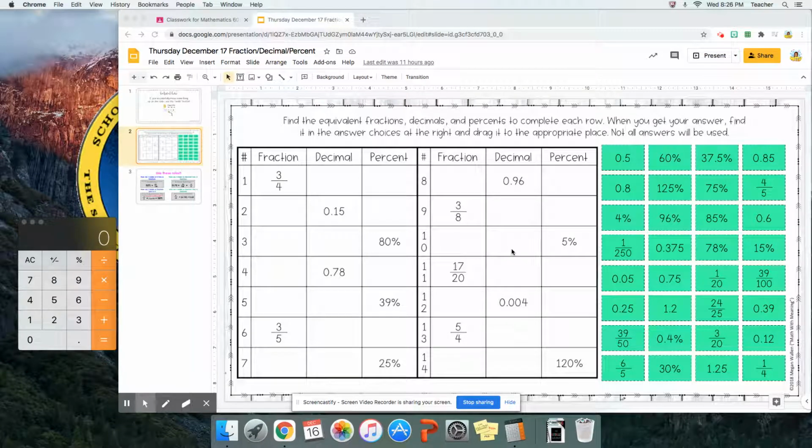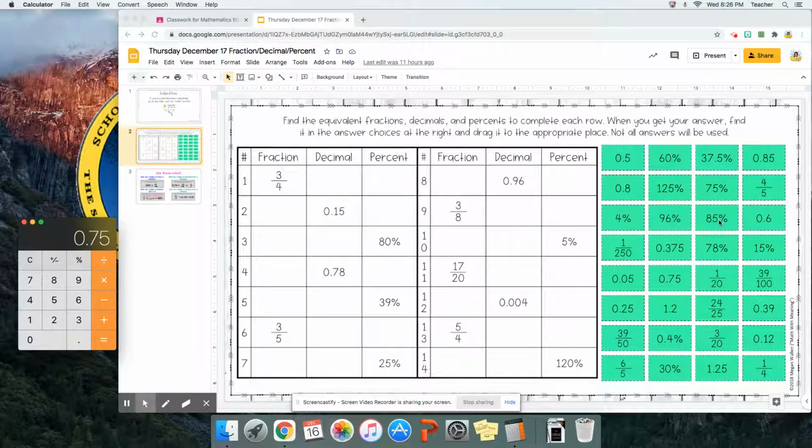Let's go through together how we can go from fraction to decimal to percent while also going backwards as well. So let's start with our first example of 3/4. Remember from yesterday's lesson that if I want to turn a fraction into a decimal, I can divide the numerator by the denominator. Remember, numerator means top, denominator means bottom. So I can go over to my calculator and do 3 divided by 4. I can see that I get the decimal 0.75.